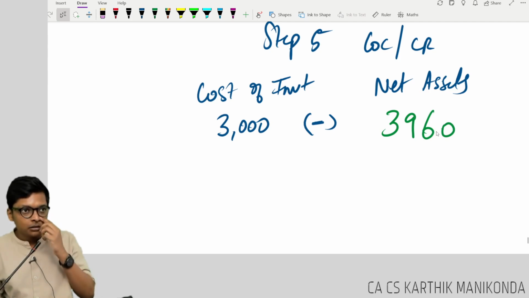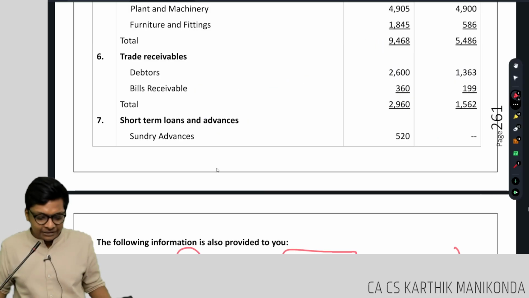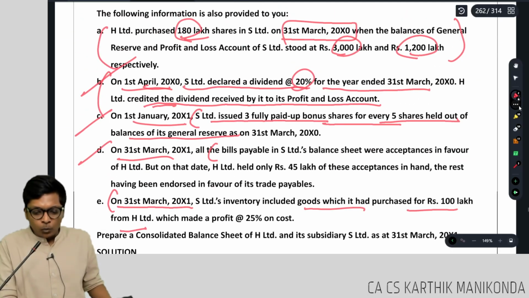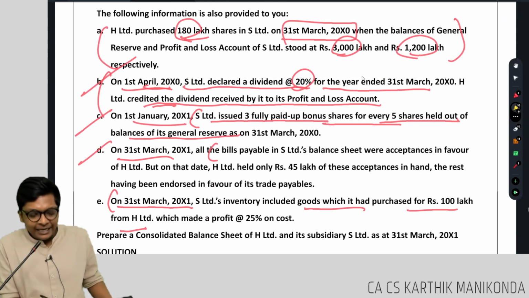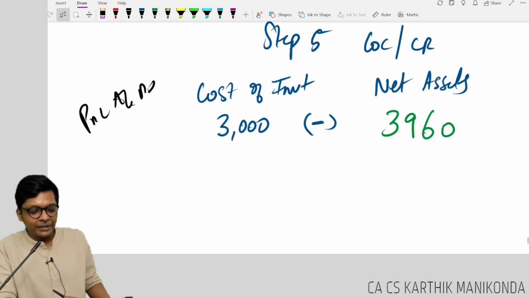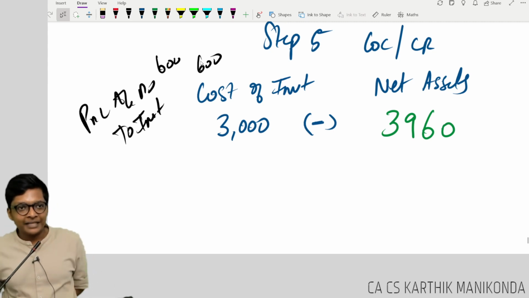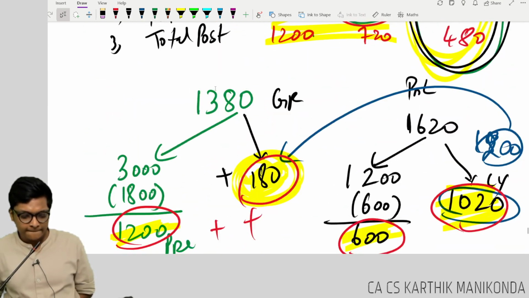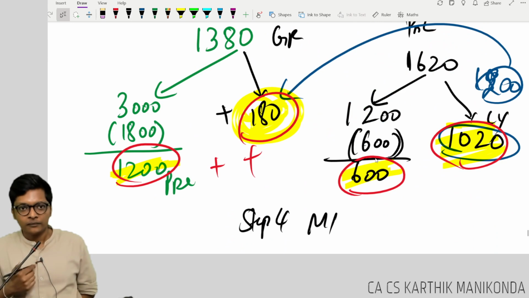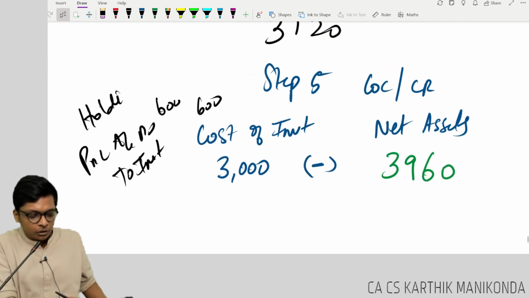Is my answer correct? No. What did I forget? Pre-acquisition dividend. Subsidiary, look at this. Adjustment number 2. What mistake did they make? The dividend which was declared was taken to the credit of its profit and loss account. So you have to pass a rectification entry. P&L account debit to investment. How much is the dividend? 600. Already P&L we debited, correct? Where? This one, no. We should do it in reserves of holding. This is an entry in the books of holding.